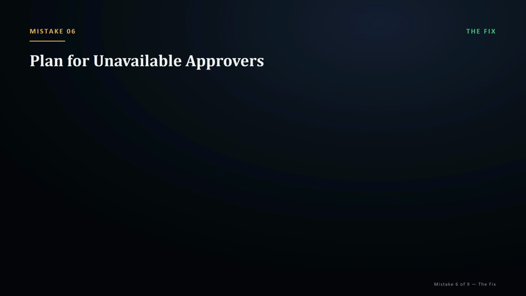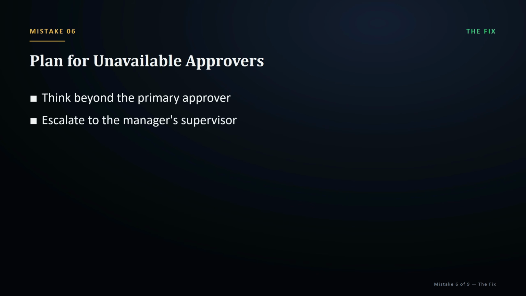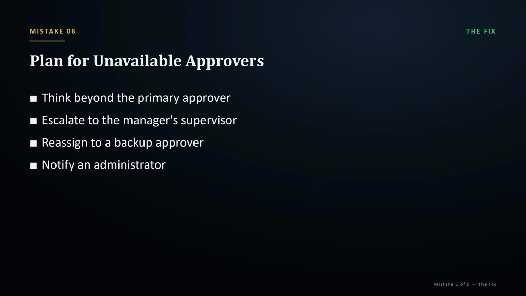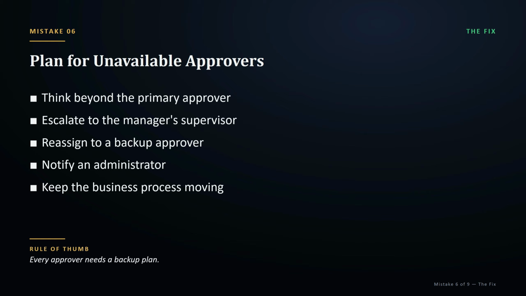So the fix is, think beyond the primary approver. If an approval is not completed within the expected time, decide what should happen next. Should it go to the manager's supervisor? Should it reassign to a backup approver? Or should an administrator be notified to take action? The business process should not stop because one person is unavailable. The rule of thumb is, every approver needs a backup plan.